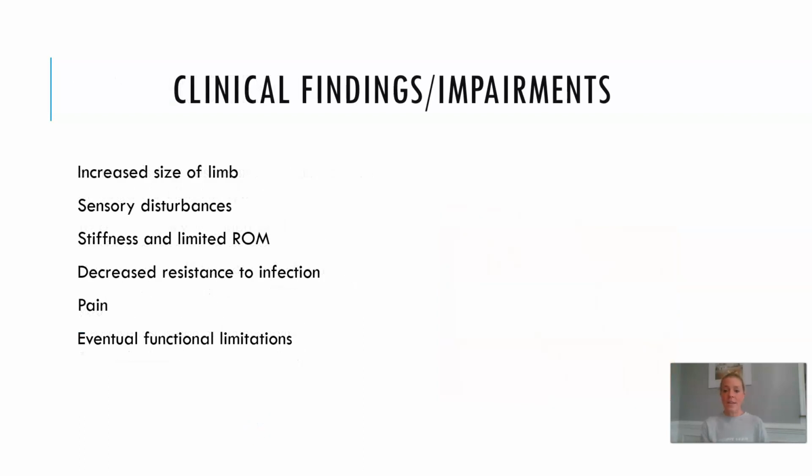So some of the clinical findings and impairments that we'll see in our patients who have lymphedema, obviously an increased size of the limb, which can cause a decrease in range of motion, stiffness, pain, weakness, and will eventually cause functional limitations as well. There may be some sensory disturbances as well. They may get some numbness or tingling or pain in that extremity. And as I mentioned, there is a decreased resistance to infection as well. So we do need to be very careful whenever we're working with them and teaching them about good hygiene habits and things like that to try to reduce that risk.